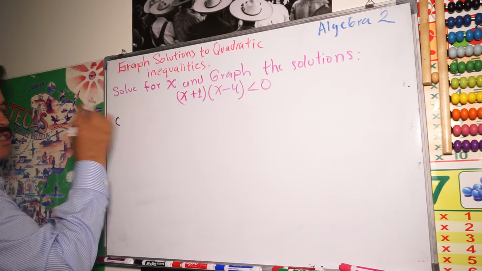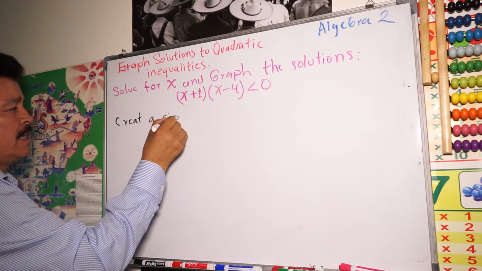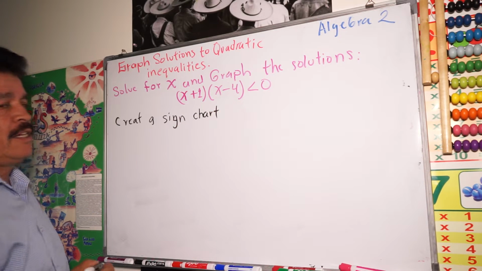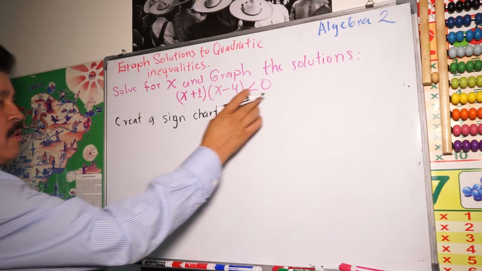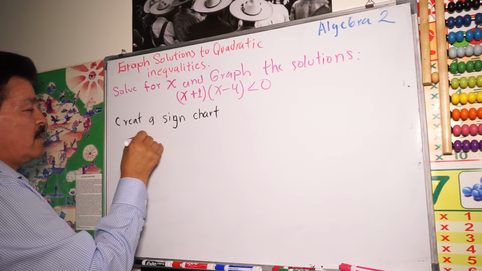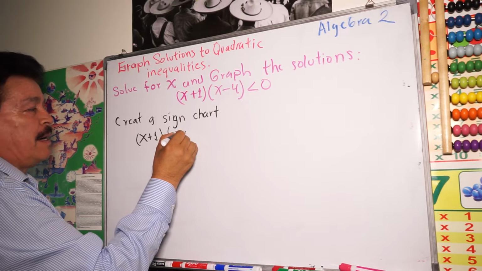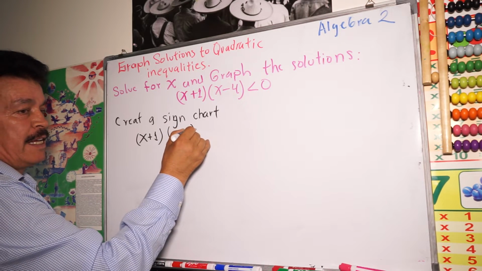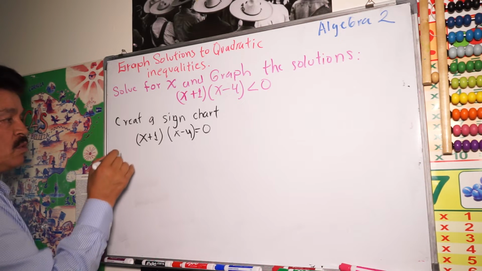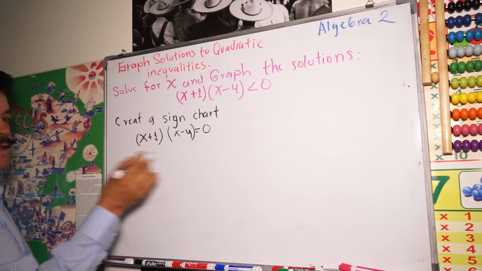Create a sign chart. This is the problem. This is the inequality. How do we create the sign chart? Just write x plus 1 times x minus 4 equals 0. Okay, and then from here we are going to have the roots.